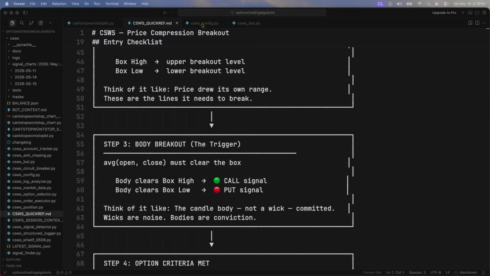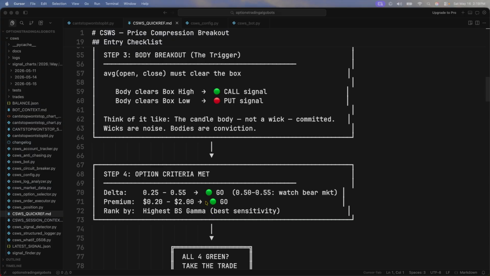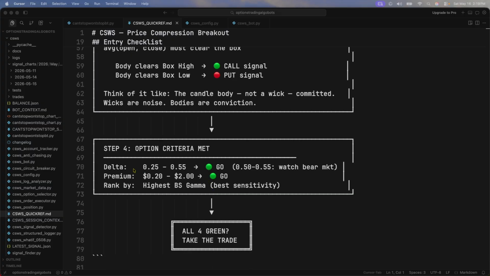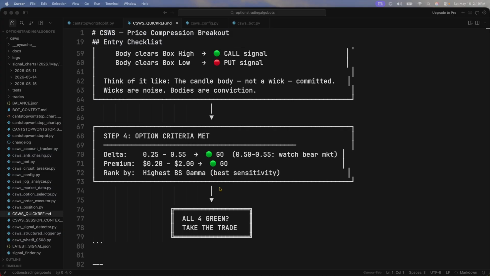And then let's go look at the option criteria. What we're looking for is the delta range 0.25 to 0.55, right? The premium range is 0.2 to $2, right? And then we're ranking by gamma, and gamma is going to be the accelerator pedal, right?